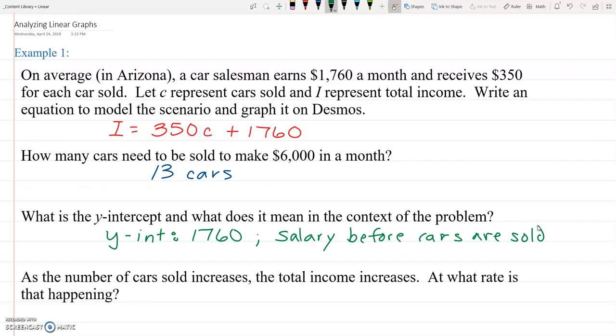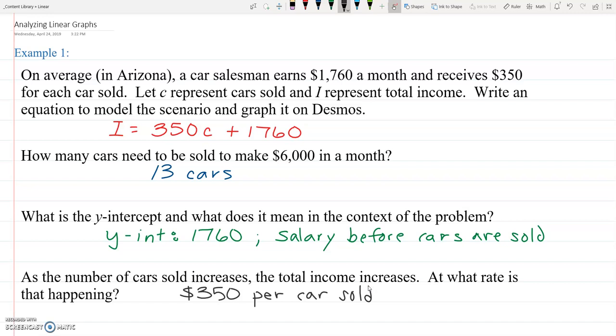At what rate is it happening? I really want you to start connecting the word rate or rate of change with the word slope. Okay, slope is the same thing as rate or rate of change. So at what rate is that happening? $350 per car sold. All right, that is the rate at which it is changing.